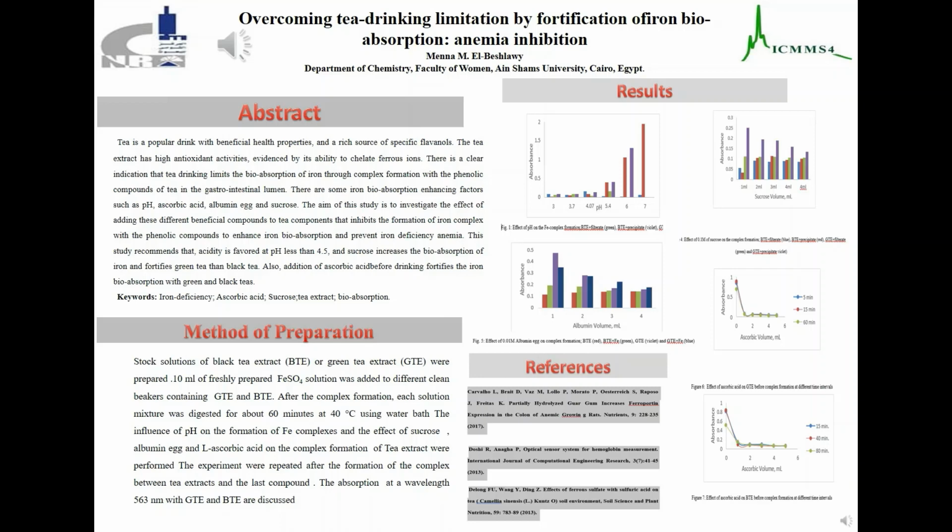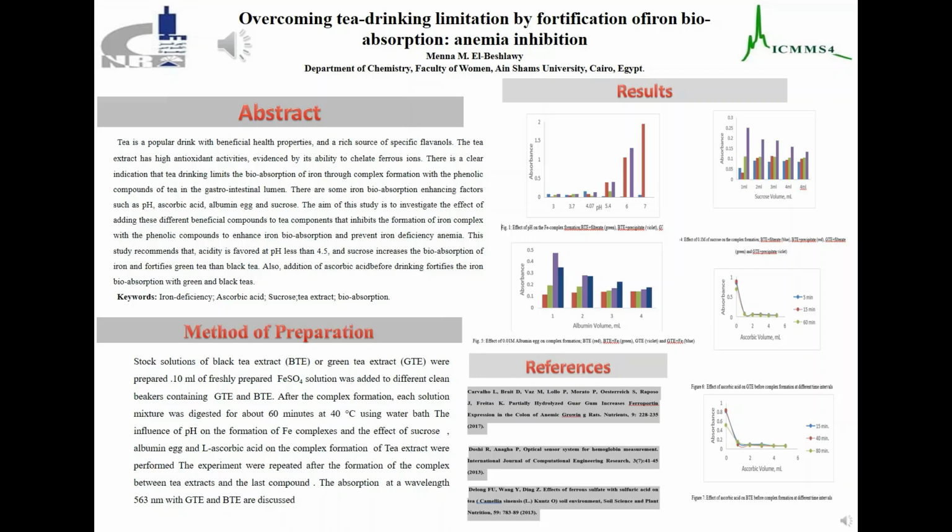There are some iron bioabsorption enhancing factors such as pH, ascorbic acid, egg albumin, and sucrose additions. The aim of this study is to investigate the effect of adding these different beneficial compounds to the tea components that inhibit the formation of iron complex with the phenolic compounds, to enhance iron bioabsorption and prevent iron deficiency anemia.